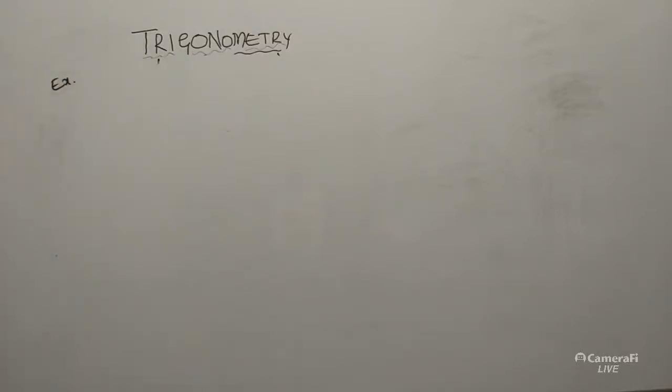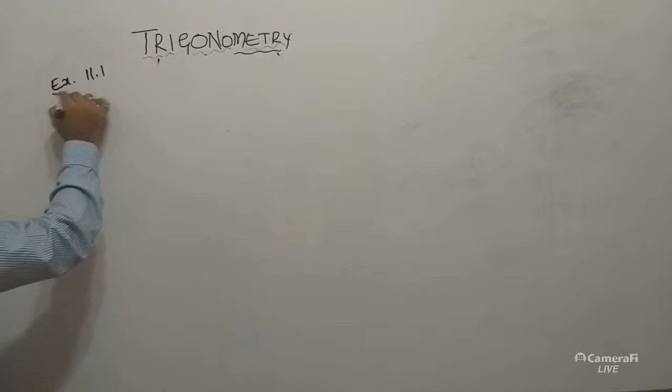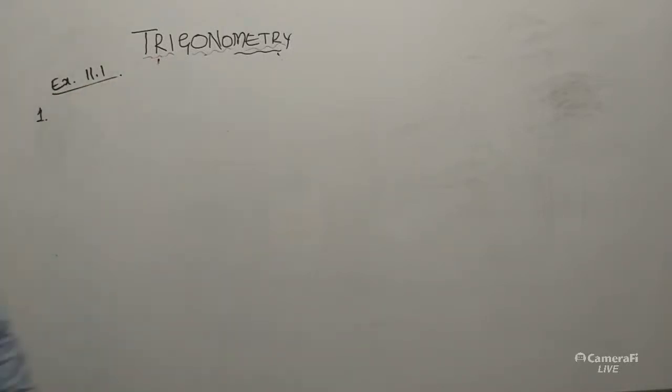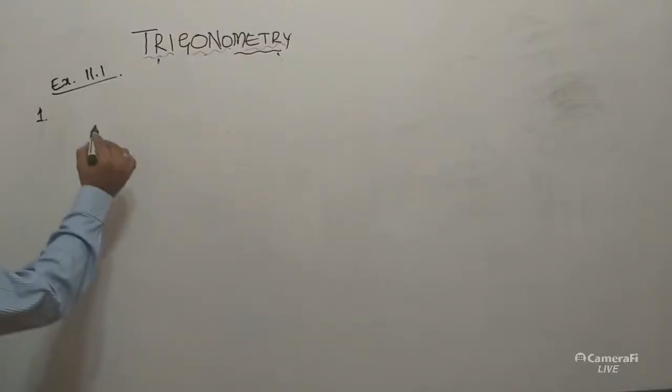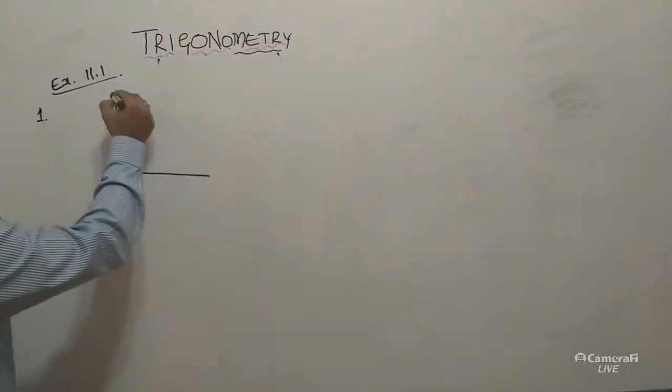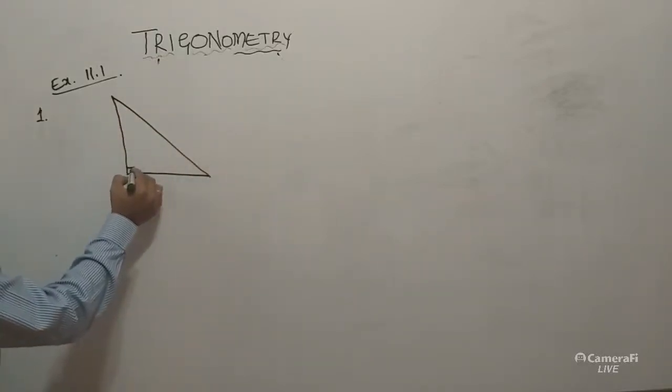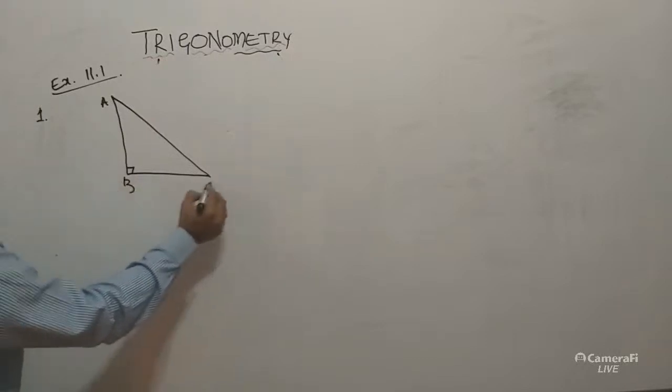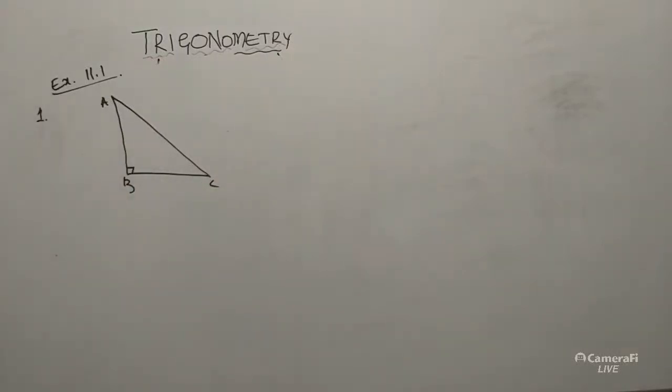which is, I think, 11.1. This is exercise 11.1. The first question is very simple. It is a very big question; I will just read it out, so you can see the textbook later on. In a triangle ABC, right angled at B. This is a triangle ABC, right angled at B.